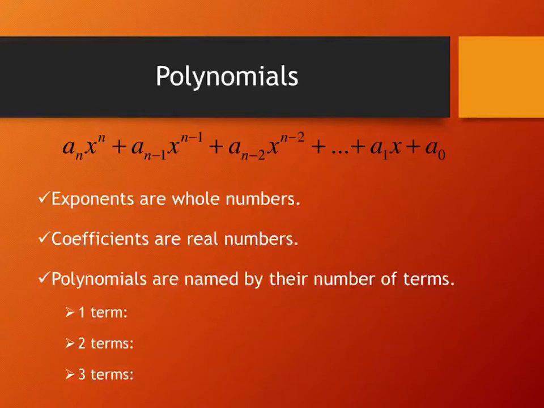A sub n x to the n plus a sub n minus 1 x to the n minus 1 plus a sub n minus 2 x to the n minus 2 plus, there's all your dots, and then you have a sub 1 x plus a sub 0. So let me just talk about what all those letters are representing. All those a's are simply saying that they're different numbers, okay? A sub anything is just a number. Positive, negative, fraction, whole number, doesn't matter, they're just numbers. So all the a's are numbers.